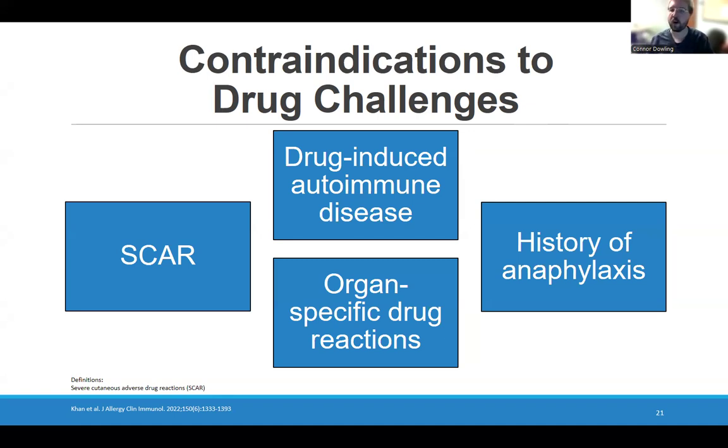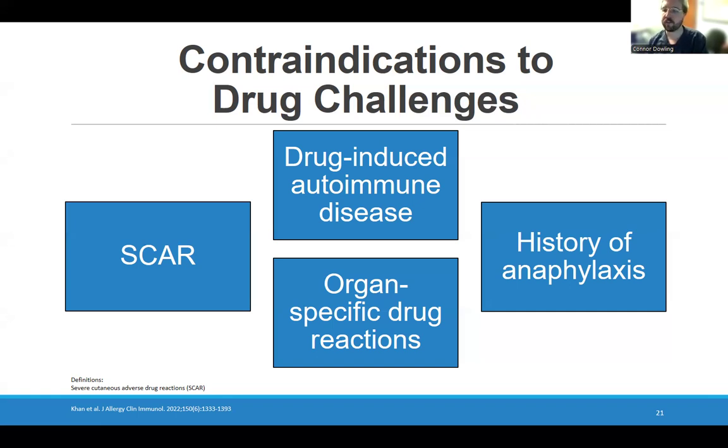Likewise, we're going to want to avoid patients that have a history of a drug-induced autoimmune disease. So something that could be like a drug-induced lupus, for example. Organ-specific drug reactions are also going to be a strict contraindication when performing our drug challenges. So this could be if someone had a history of drug-induced liver injury from penicillin, or drug-induced nephritis, meningitis, pancreatitis, etc. These are going to be contraindications to our drug challenges.